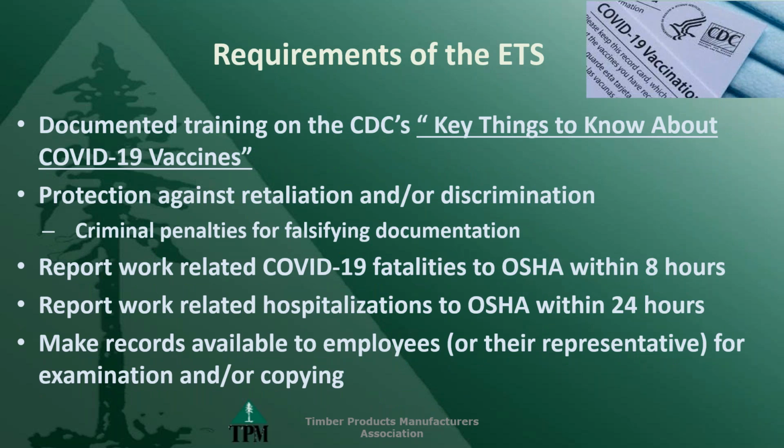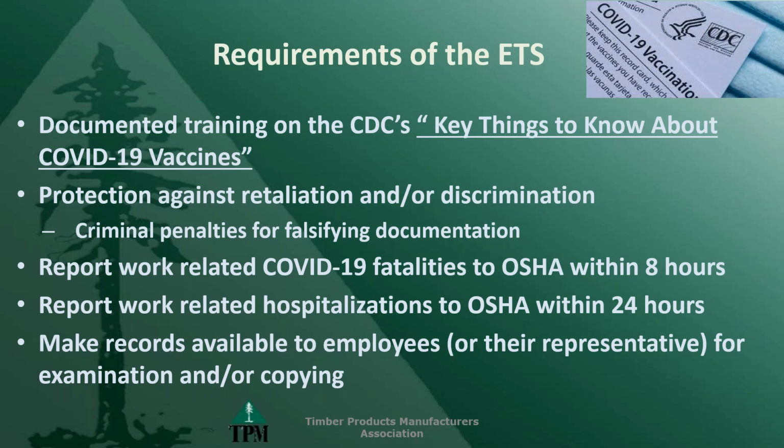Here's a weird one that a lot of people don't realize. We have to have documented training on the CDC's key things to know about COVID-19 vaccination. So there's absolutely a requirement that all employees have seen that and understand it. If you type that in, the key things to know about COVID-19 vaccines, the CDC's presentation will be right at the top of the list. We have to inform them that they are protected against retaliation and discrimination. But we also have to inform them that there could be criminal penalties for them for falsifying documentation.